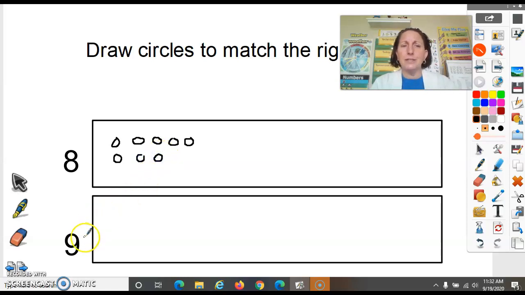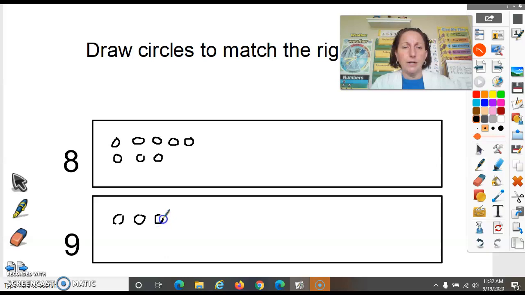Now the next number is 9. So if I look at the one I already did, I have 8. So what would I need to do to make it show 9? Yes, I would just add one more. So let's see how that's going to look when I draw 9 circles.